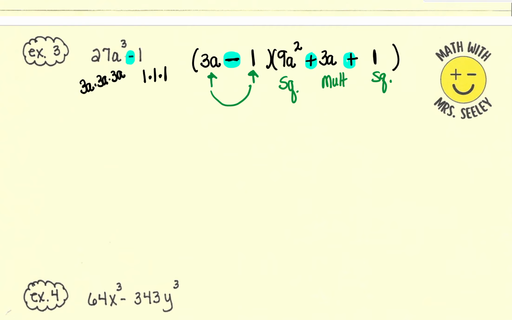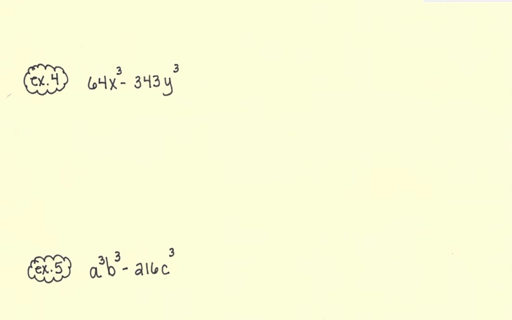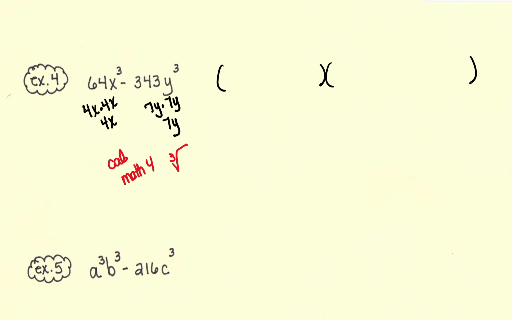Okay, let's take a look at example 4. See that you have your pattern. 64 happens to be 4x times 4x times 4x. 343y to the third is 7y times 7y times 7y. And again, that may be one where you need to go to the calculator, hit your math 4 to get the cube root button. All right, then we'll do a short and we'll do a long.